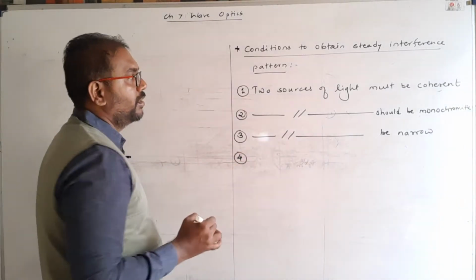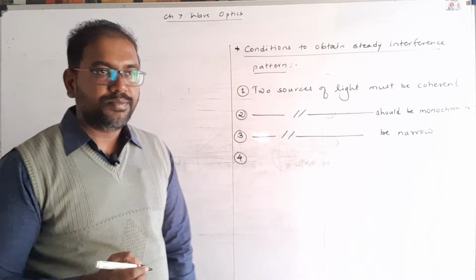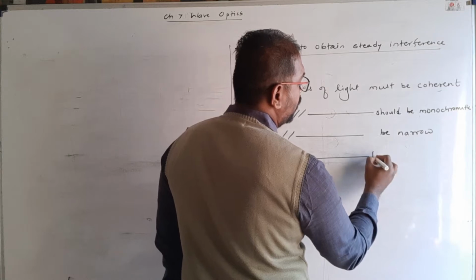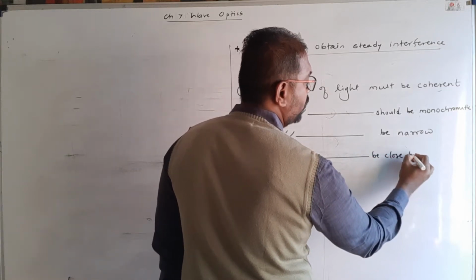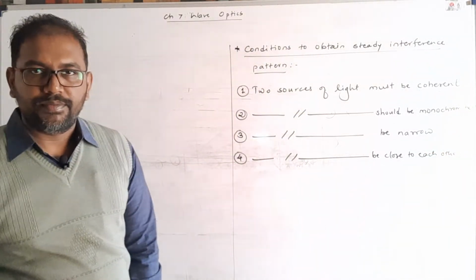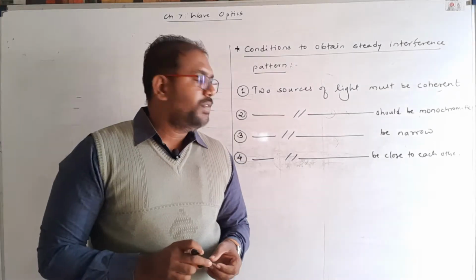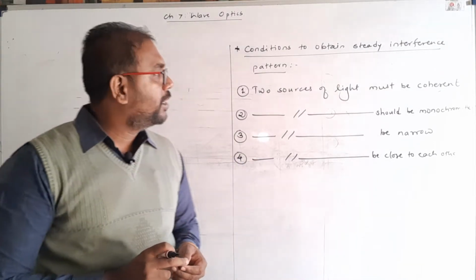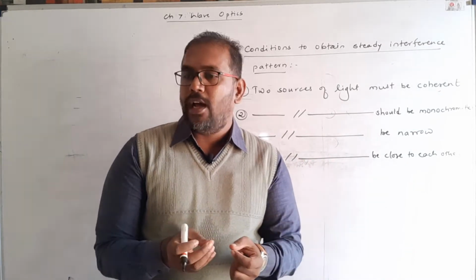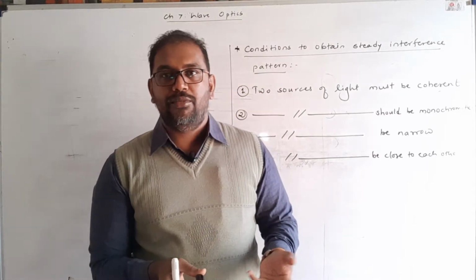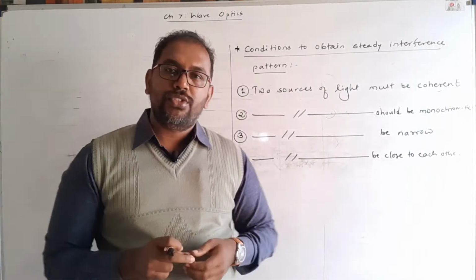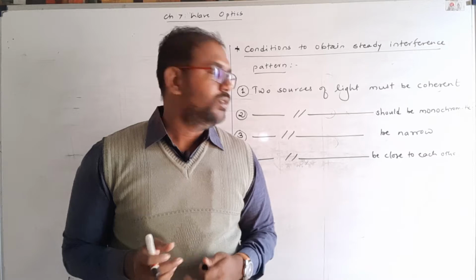Now the fourth condition for a steady interference pattern is two sources of light must be close to each other. If you see the problems, they can ask that the two sources of light are separated by a distance of 1 mm, 2 mm, 3 mm. 1 mm, 2 mm, 3 mm distance is very small. So the two sources of light must be that close.